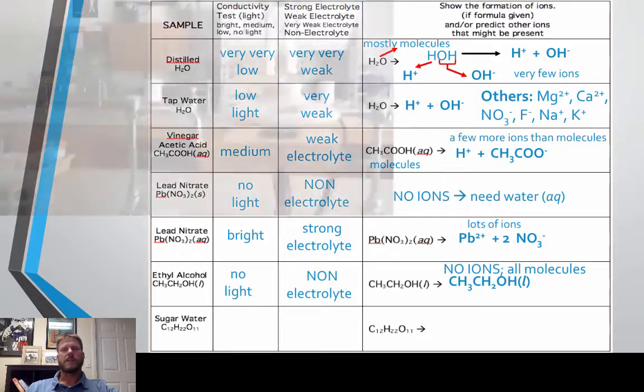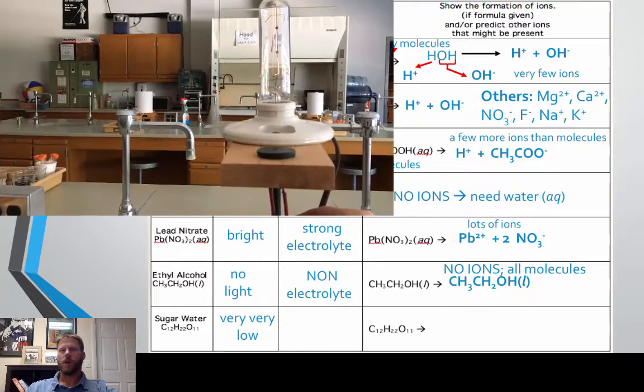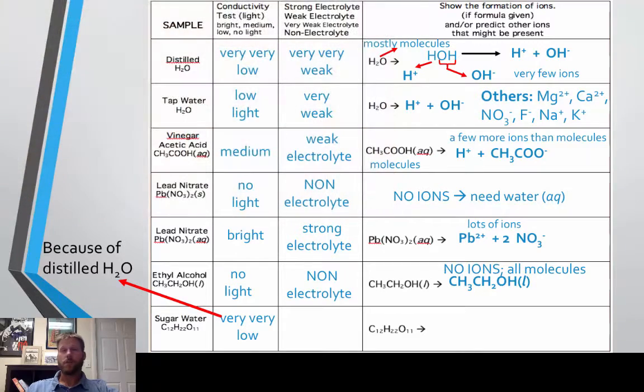Now sugar water, when we test that, you see we get a very, very low light. In fact, it looks a lot like the distilled water sample. Well, that's because the sugar is dissolved in distilled water. The distilled water is causing that filament to glow right now. The sugar is not responsible for that. Sugar is a non-electrolyte. You can dissolve sugar in water, but it does not break up into ions. It just dissolves in water. So when you take C12H22O11 solid, it just becomes C12H22O11 aqueous, dissolved in water. There are no ions in the solution. It is all molecules.